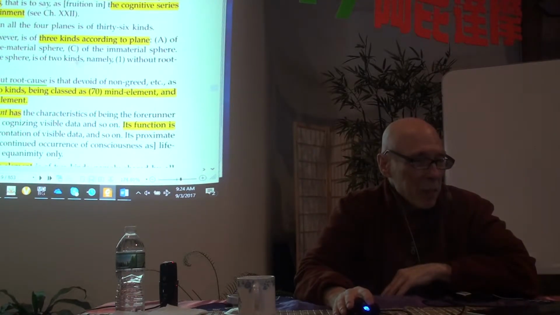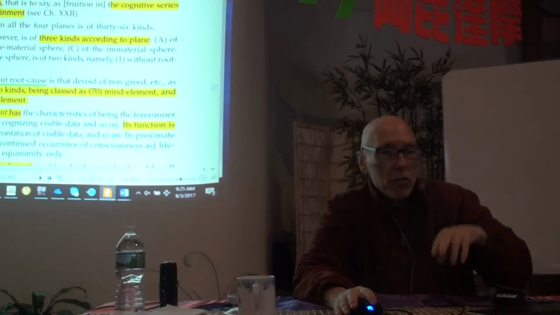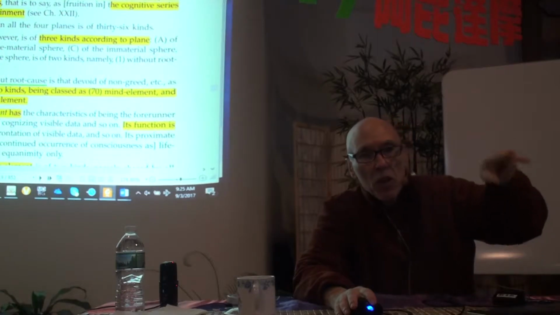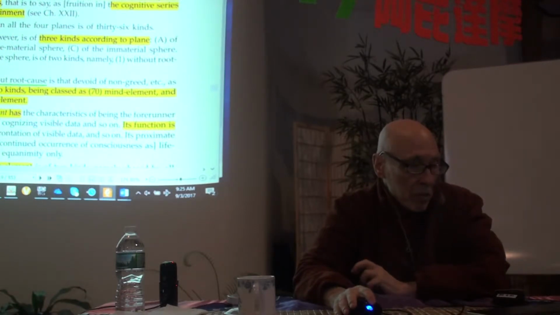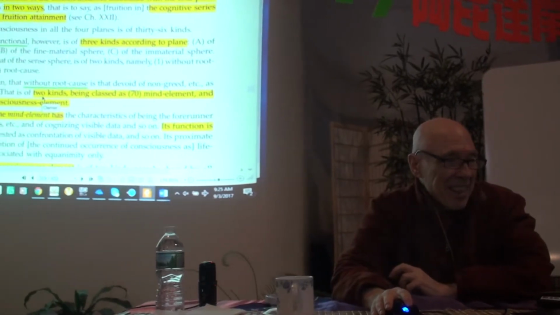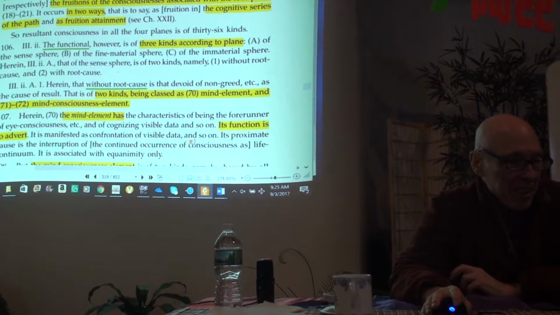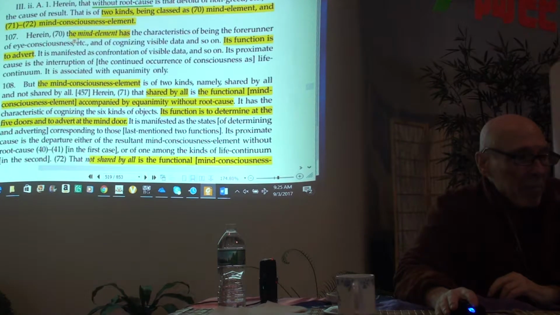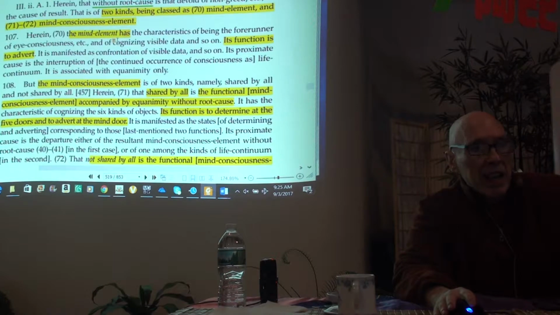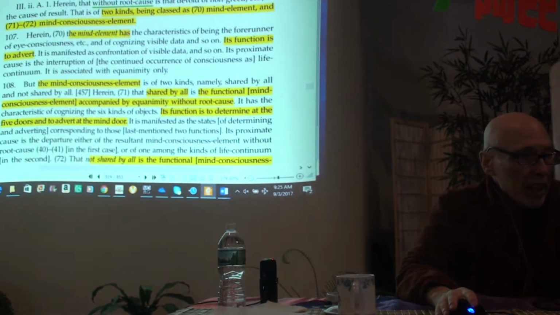Okay, that of the sense sphere is of 2 kinds. Those without any roots and those with roots. So the roots, if you remember, greed, hatred, delusion, or non-greed, non-hatred, non-delusion. So let's see first the ones that are without any roots, completely devoid of any roots. And then these are of 2 kinds. One is the mind element, the other is the mind consciousness element. So before getting deterred by these terms, let's see exactly what they are. The functional mind element, we came across this yesterday. This is what is called the 5-door adverting consciousness.